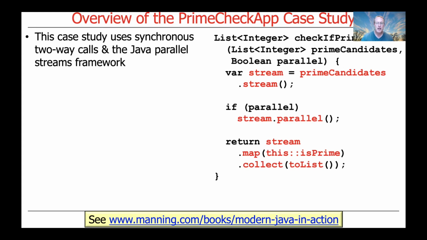And so you can see here just a simple example that demonstrates how we've got a prime candidates list of integers. We turn that into a stream. Then we can conditionally turn that into a parallel stream.